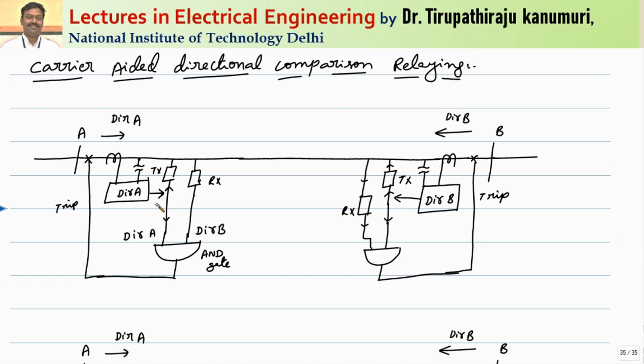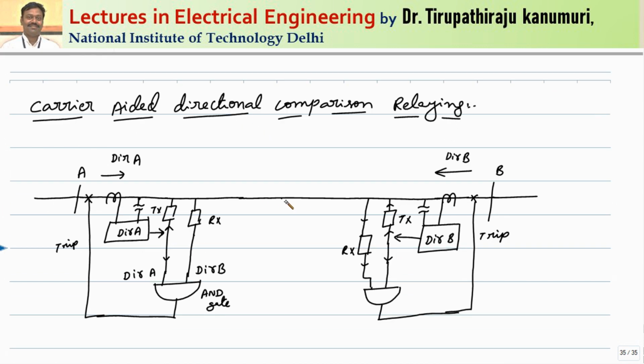So let us take the case where an internal fault has happened. So I am taking the case of the fault. Let us take a different color. Let us assume the fault has happened here. There is some internal fault. Whenever the internal fault happens, you can see the relay here will sense the direction. The relay at B also will sense the direction.